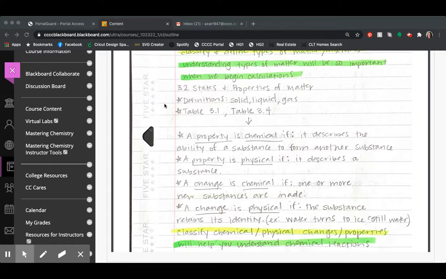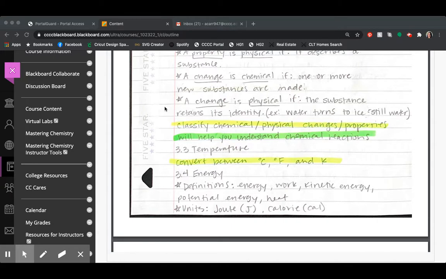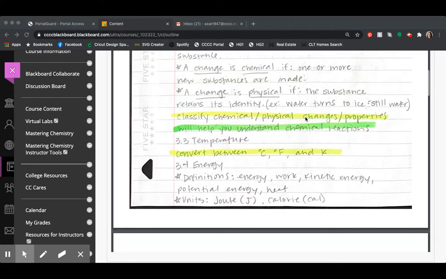A change is chemical if one or more new substances are made, and a change is physical if the substance retains its identity. And that last one is the one that most students miss most often, which is just it's retaining its identity, but it did make some kind of change. And the example listed here is water turning to ice. That's a physical change because it's still water. It's just in a different state of matter.